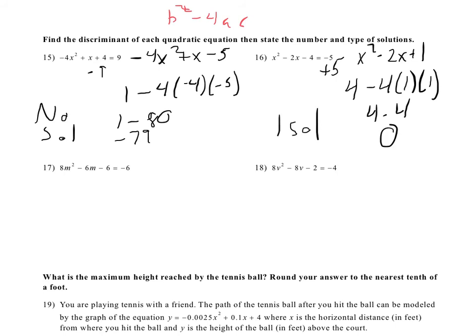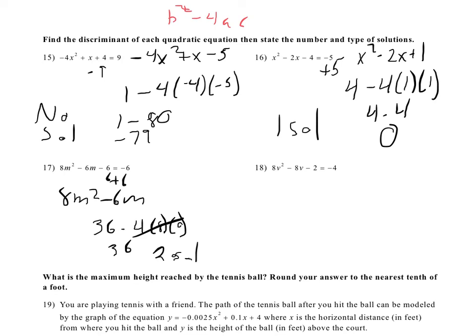If I go here, add the 6 over, that makes that cancel, so 8m squared minus 6m. So C is 0, meaning it's just 36 minus 4 times 8 times 0, which is 0, so it's just 36. 36 is a positive number, so I have two solutions.